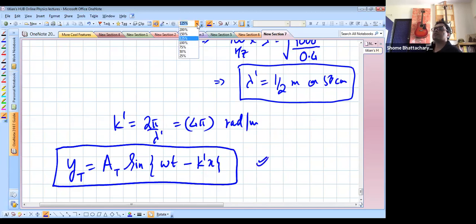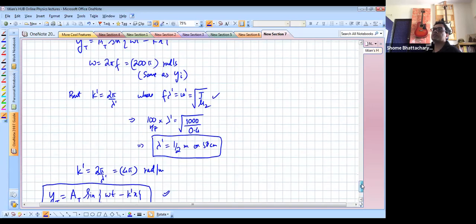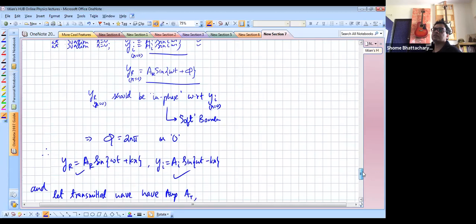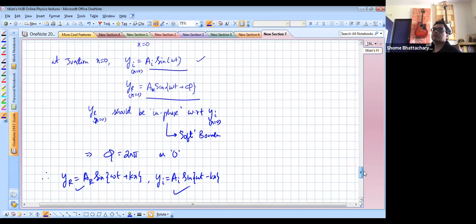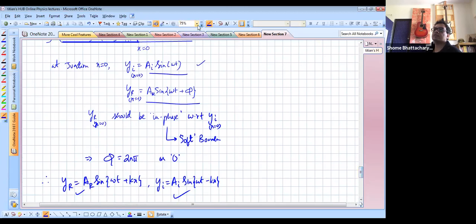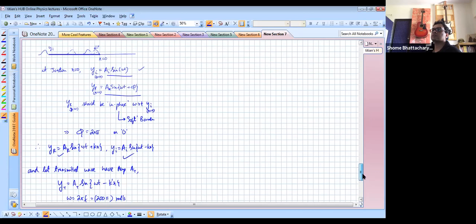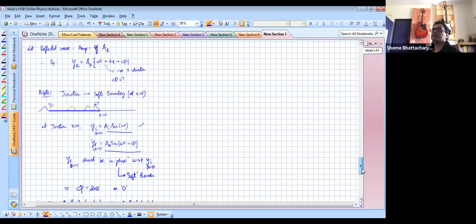So now through this we have written two separate equations, the reflected wave and the transmitted wave. So I will just leave you with these equations for a moment to analyze this. So first understand it for the reflected wave.